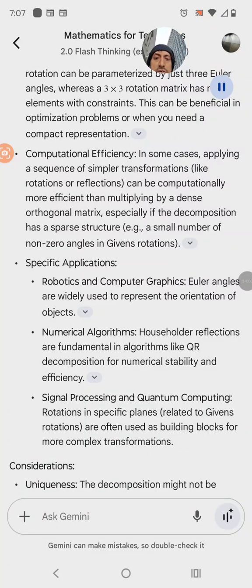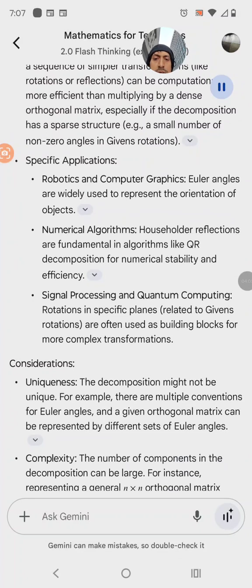Specific applications. Robotics and computer graphics, Euler angles are widely used to represent the orientation of objects. Numerical algorithms, Householder reflections are fundamental in algorithms like QR decomposition for numerical stability and efficiency. Signal processing and quantum computing, rotations in specific planes related to Givens rotations are often used as building blocks for more complex transformations. Considerations. Uniqueness.